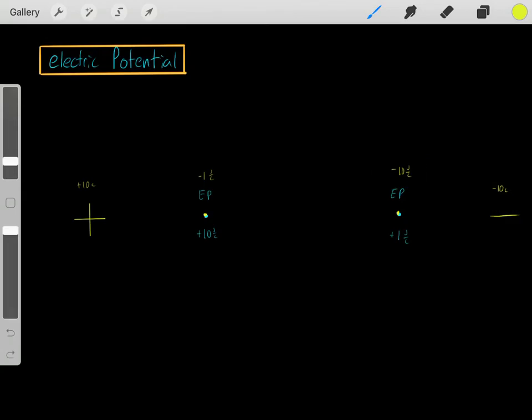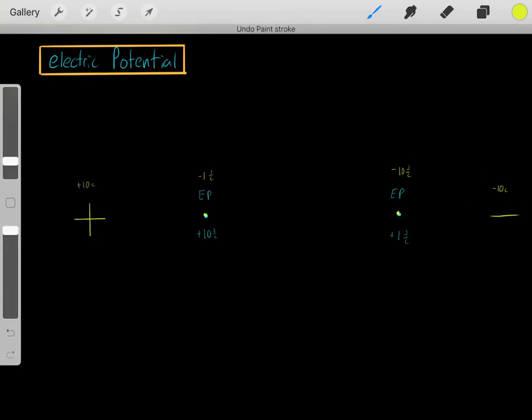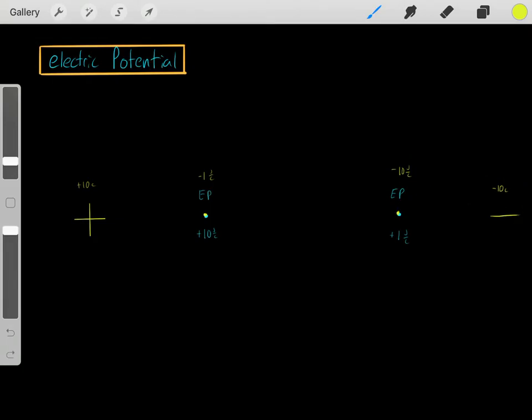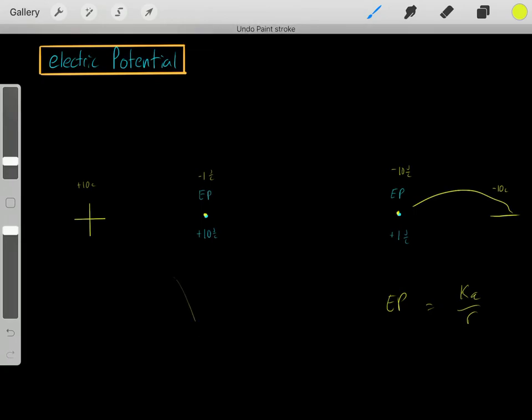And again, how do we know exactly how much electric potential this charged particle is creating at this particular location? Again, we just use our formula. The electric potential equals Coulomb's constant multiplied by Q divided by R. So if we know the magnitude of this charge, and we know this distance, and we plug in those values, we can determine what electric potential it's contributing.